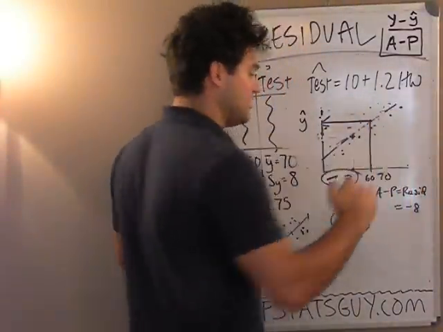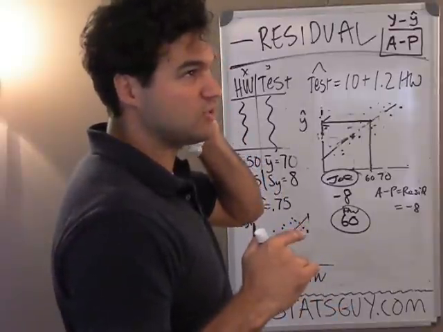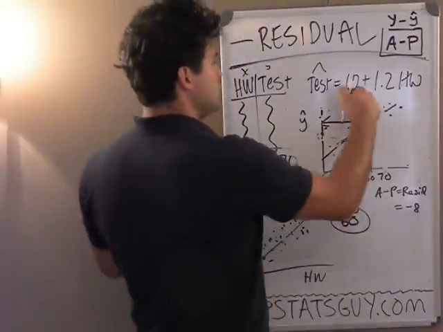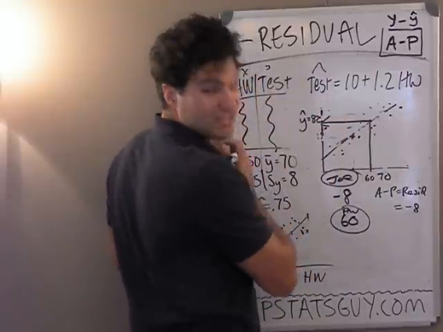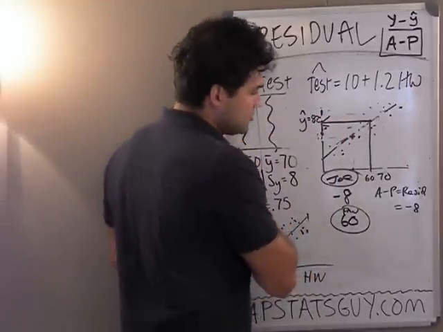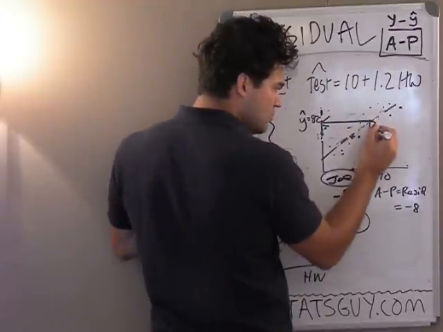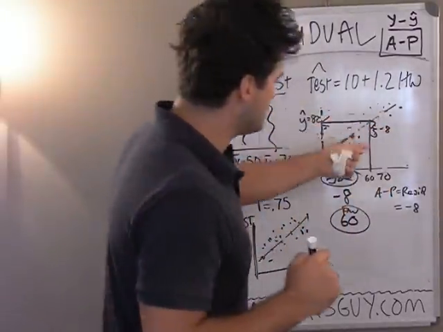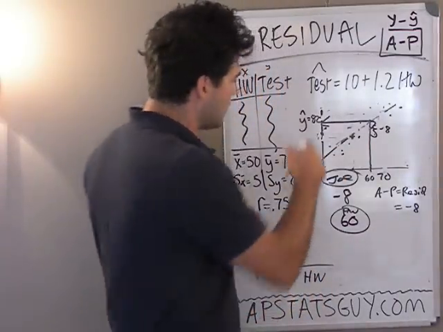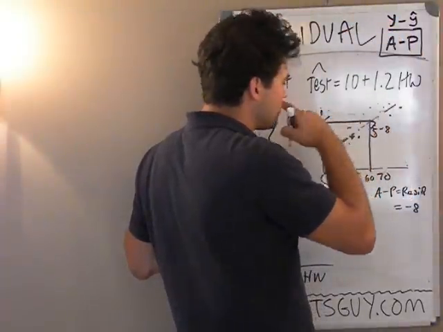1.2 times 60. Let's see what Y hat it gives me. 1.2 times 60 is 60 plus 12, 72, plus 10. And the model says 82. That's what the model says he should have. So what did he actually have? Well, the model says 82. You know he's 8 below that, down 8. So if I go from 82 down 8, that'll be his actual score. 82 minus 8 is 74.